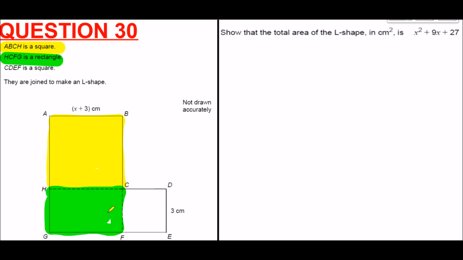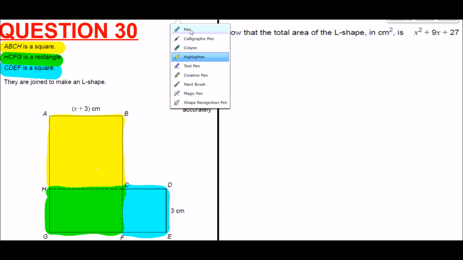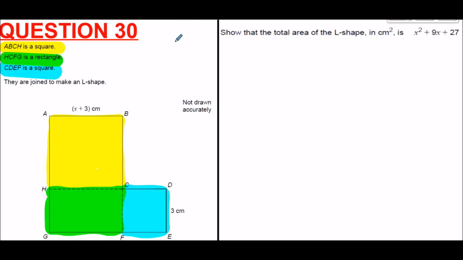And the last thing we're told is CDEF is a square. So this bottom shape, bottom right, is a square, like so. Now we need to show that the total area of all of this L shape in centimeters squared is x squared plus 9x plus 27. Wow. It is possible, just need to take our time and not panic.